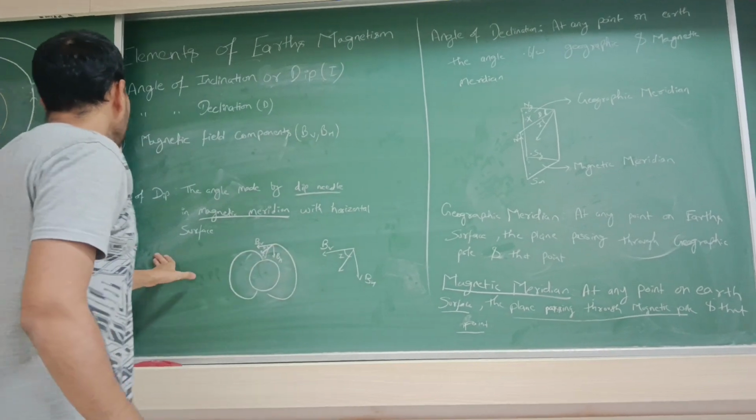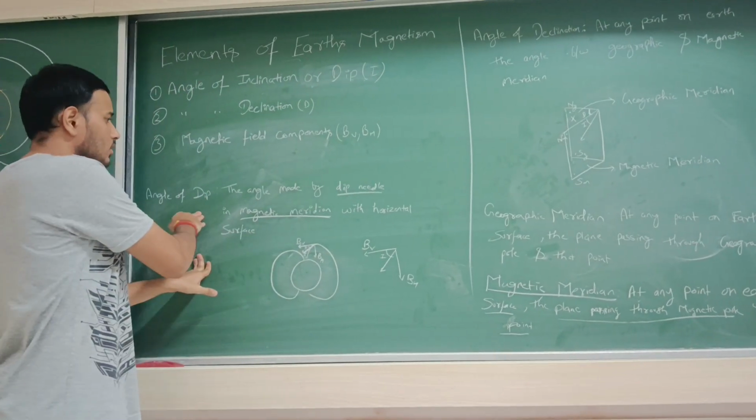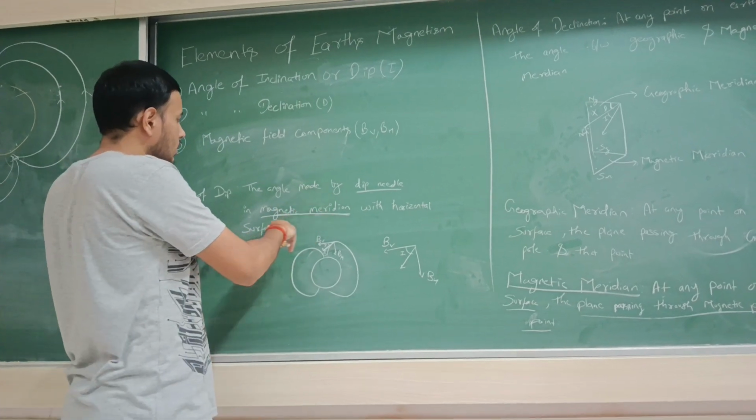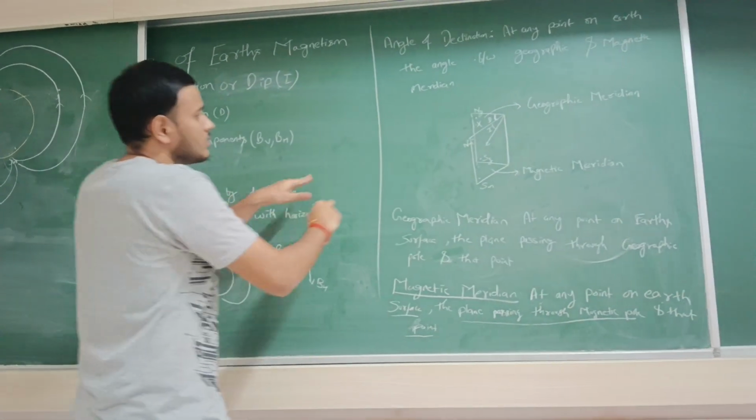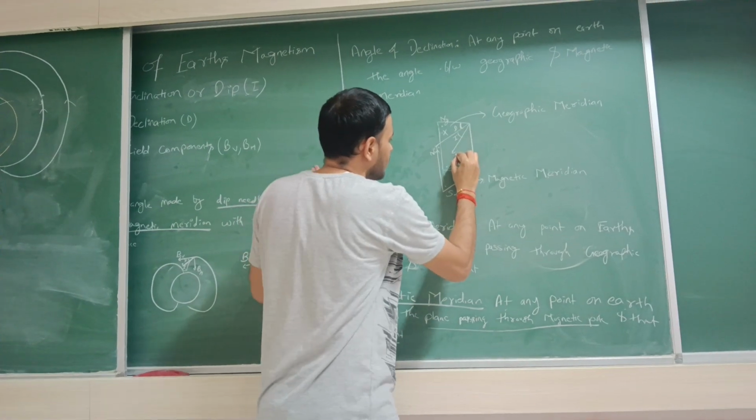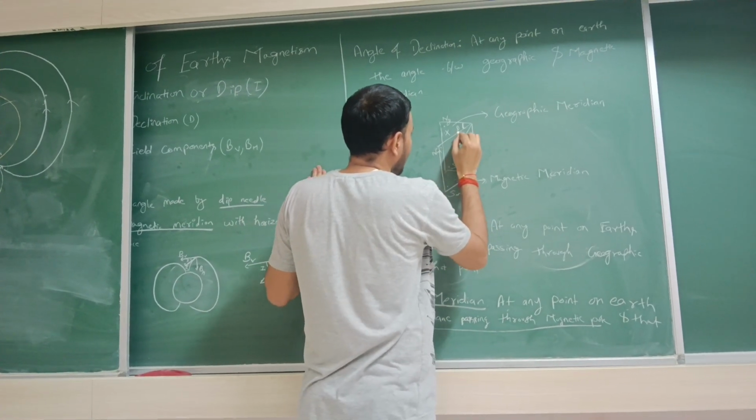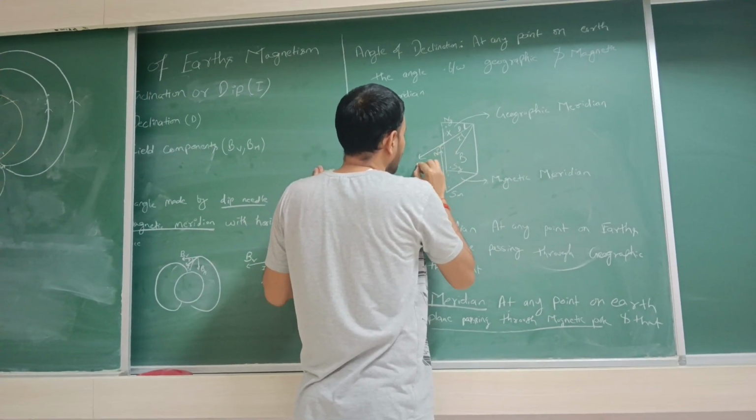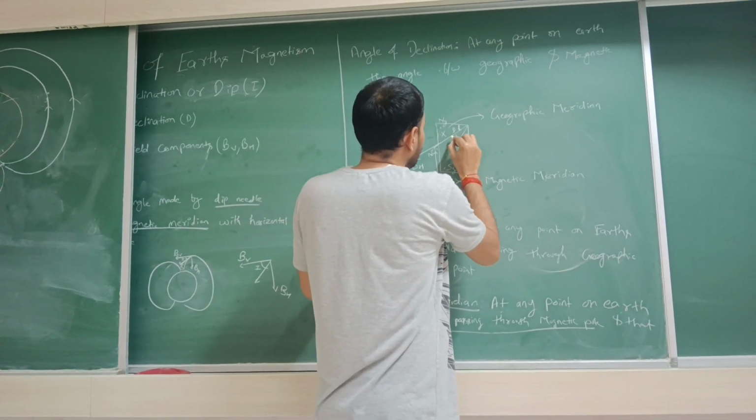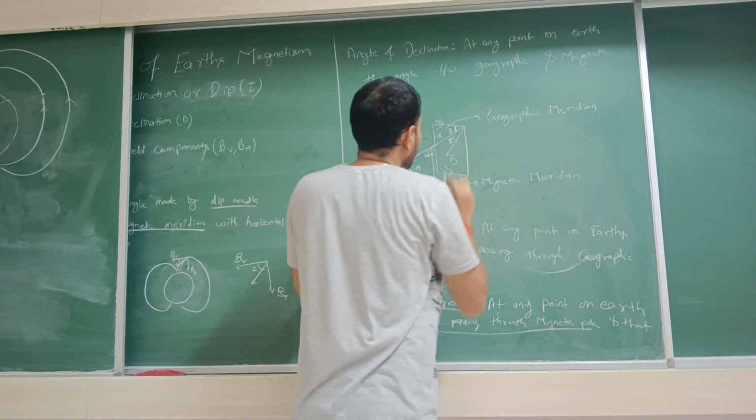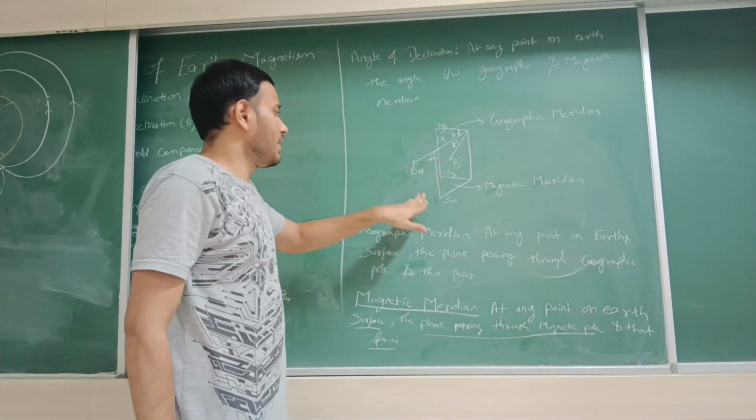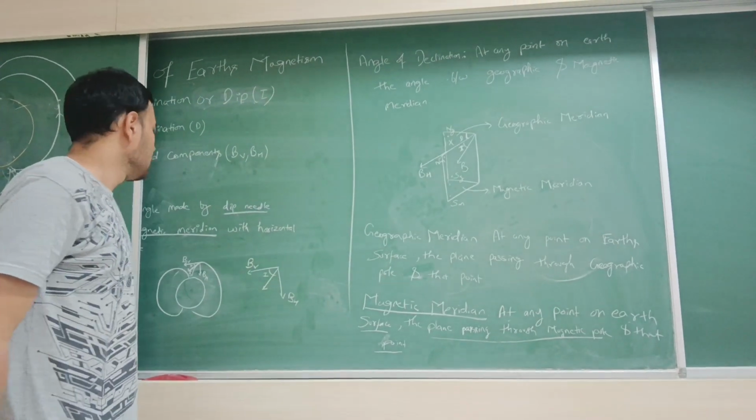Now I have explained what the geographic meridian and the magnetic meridian are, so you can easily understand this definition. What is the angle of dip? As we said earlier, it is the angle made by the dip needle in the magnetic meridian. So this is the magnetic meridian plane, and this is the angle made by the net magnetic field, and this is the horizontal magnetic field, and the angle made by the total magnetic field and the horizontal magnetic field in the magnetic meridian is called the angle of dip.